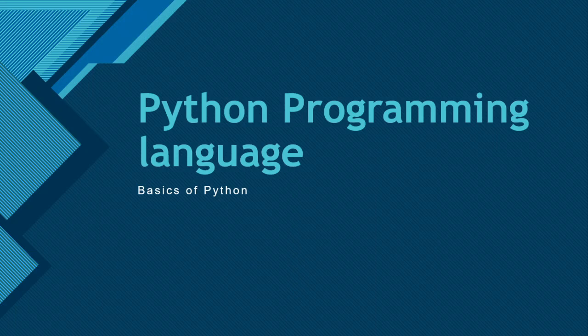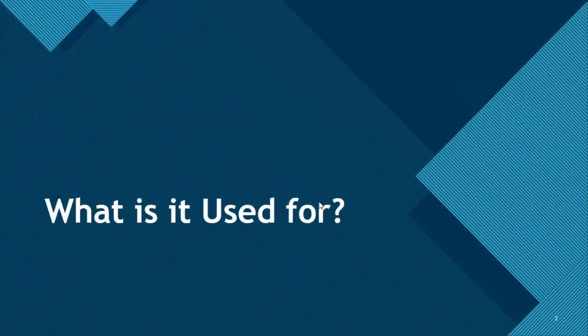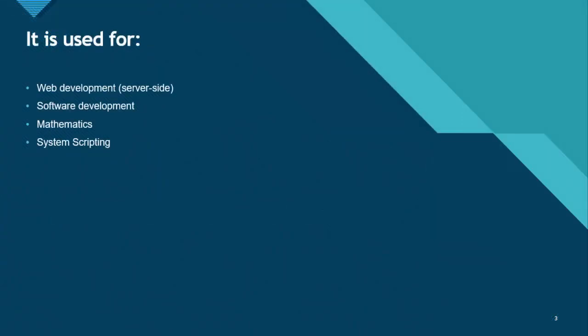And now let's see what it is used for. Python is used for web development on the backend side. Of course, it is used for software development, mathematics, and system scripting. It is a general purpose programming language. It is also used for machine learning, artificial intelligence, and making web applications. So there are numerous applications of Python all around the world.